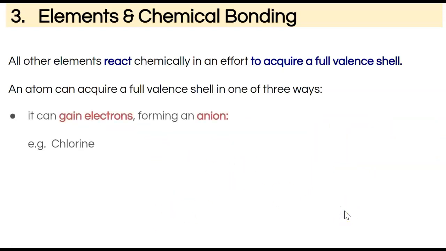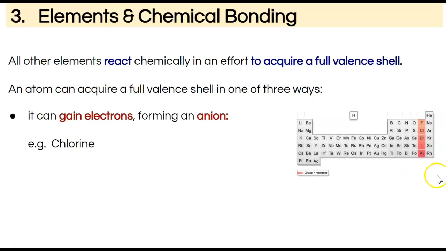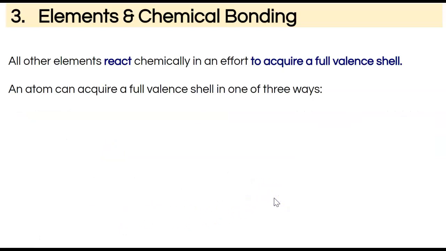Okay, it can also gain electrons and form an anion, like chlorine. So chlorine's over here in this group over here, and it has 7 valence electrons. Remember, we can count over 1, 2, 3, 4, 5, 6, 7. Everything in this group has 7 valence electrons, right? And so, is it happy? No, it's not happy. It wants to have a full outer shell. So to do that, it's going to gain an electron, and that will make it negatively charged. It'll make it an anion.